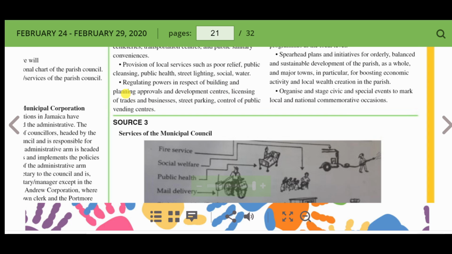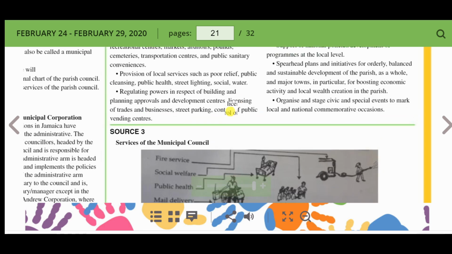The council also is responsible for regulating powers in respect of building and planning approvals and development centers, licensing of trade and businesses, street parking, and control of public vending centers.